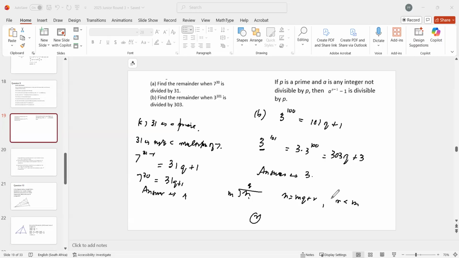All right, it could be 0. It's a positive number, which could be 0. If r is 0, then n is a multiple. There's no remainder. The remainder is 0. So the whole theorem of remainders is very, very important. And if you want to know more about it, you must go and check anything about congruence arithmetic. This is called congruence.